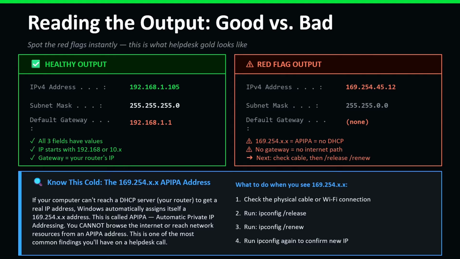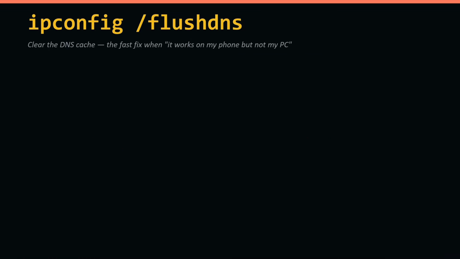So for right now, just burn 169.254 into your brain. You see that? You know immediately what the problem is. Now the second command, IPCONFIG/flushdns. And this one is genuinely going to save you so much time on so many tickets.